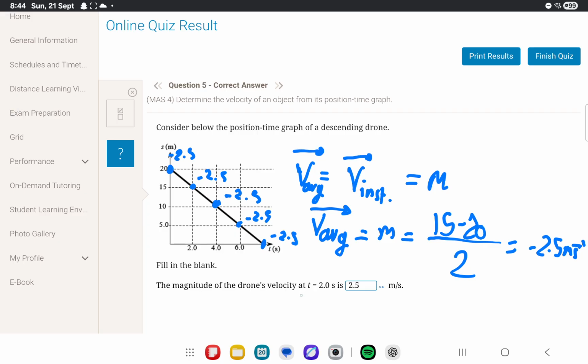They want the magnitude, not the full thing. The magnitude is the number we got without the direction, so without the positive or the negative sign. Our full velocity is negative 2.5 meters per second, so that means the magnitude is just going to be 2.5 meters per second. And that's the answer.